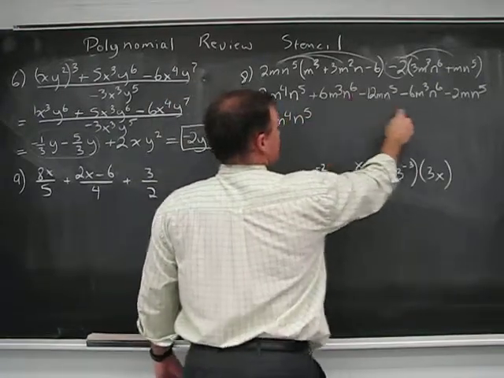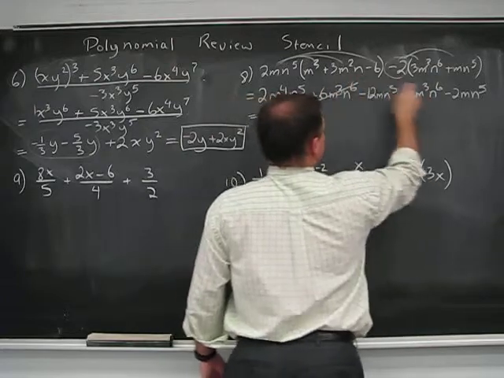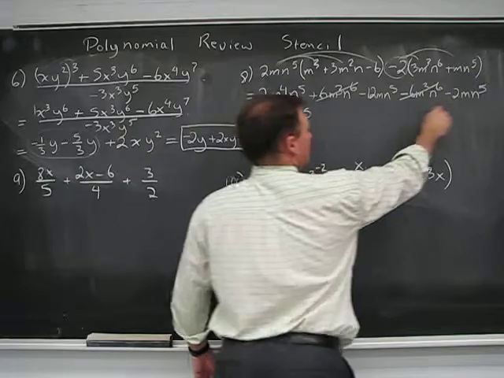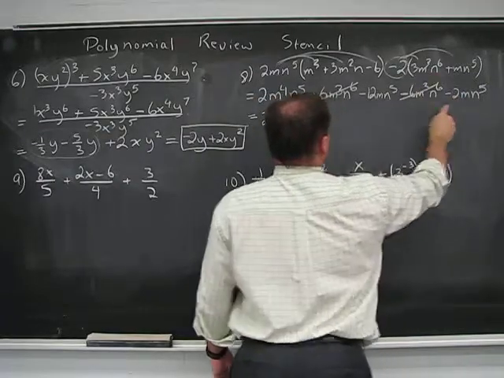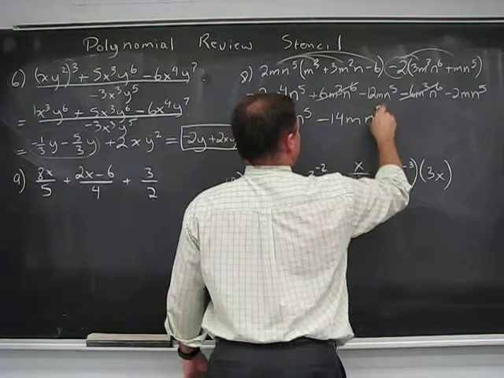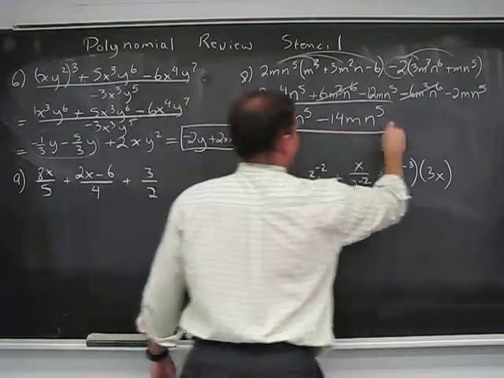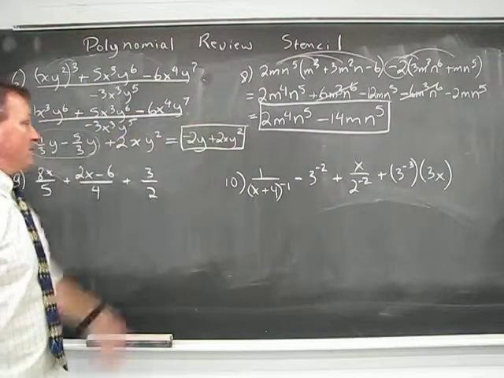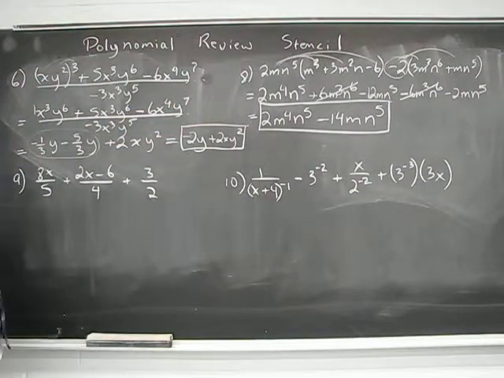6m cubed n to the 6. Oh, I got negative 6m cubed n to the 6. So those guys are going to disappear, right? They're going to negate each other. And negative 12 and negative 2 is going to be negative 14m n to the 5. Okay, it did fit. You'll do your work neater. I'm just trying to put this in the space that I have available.